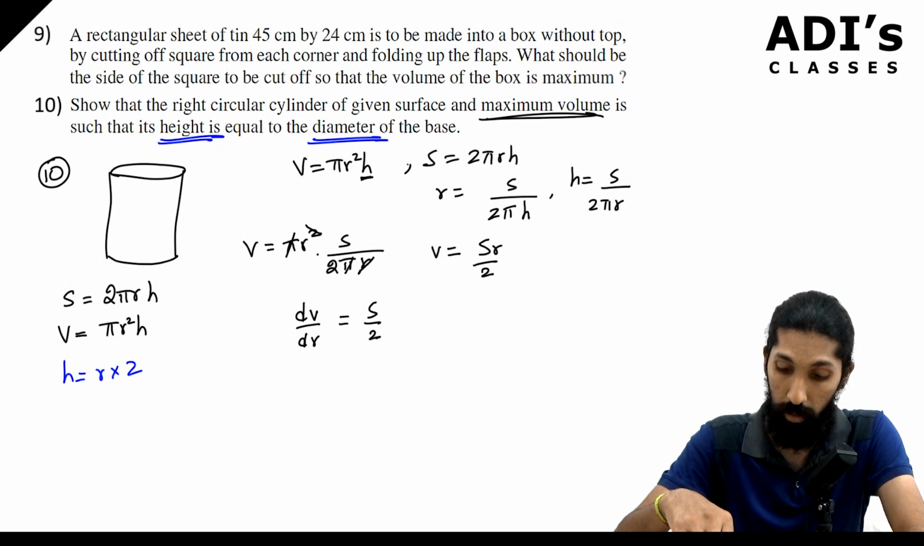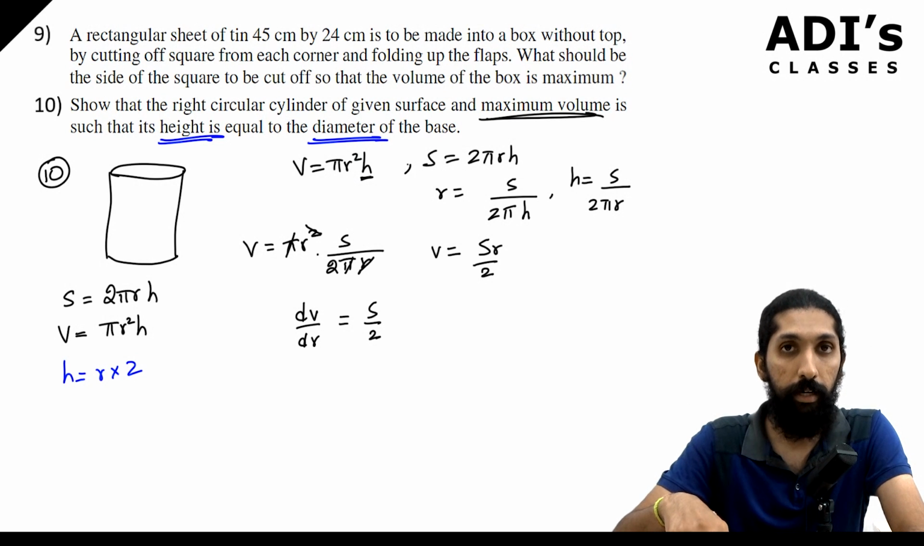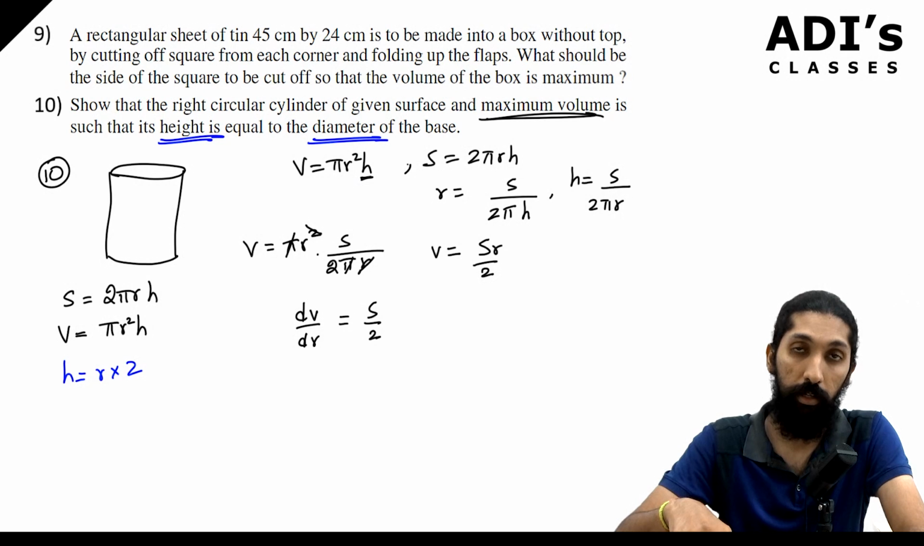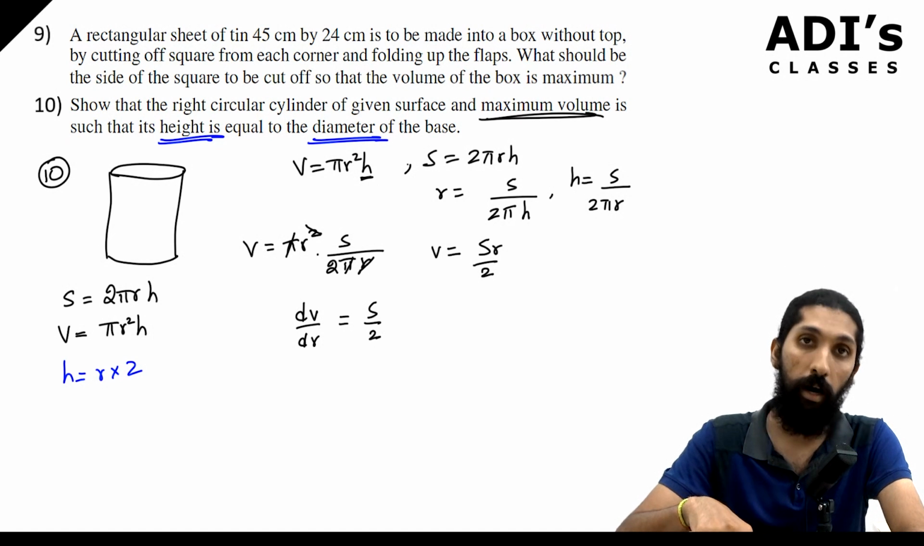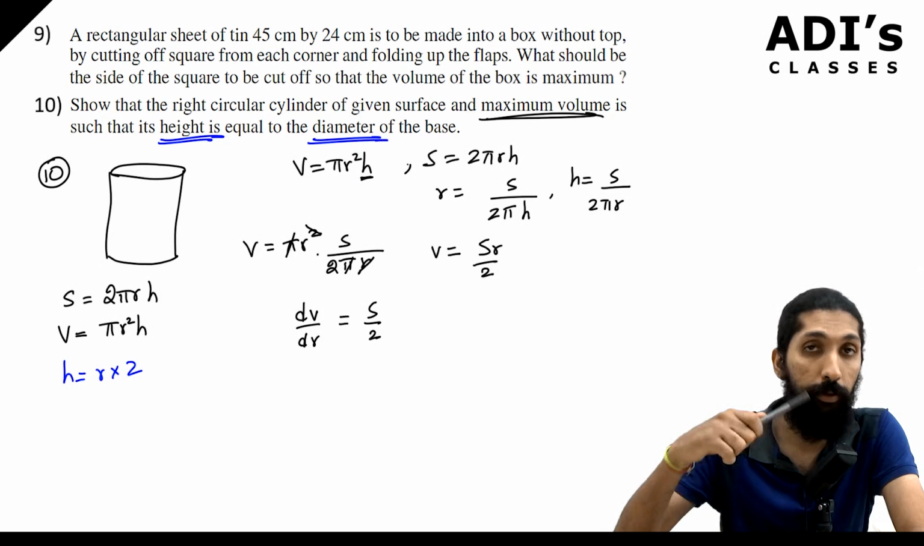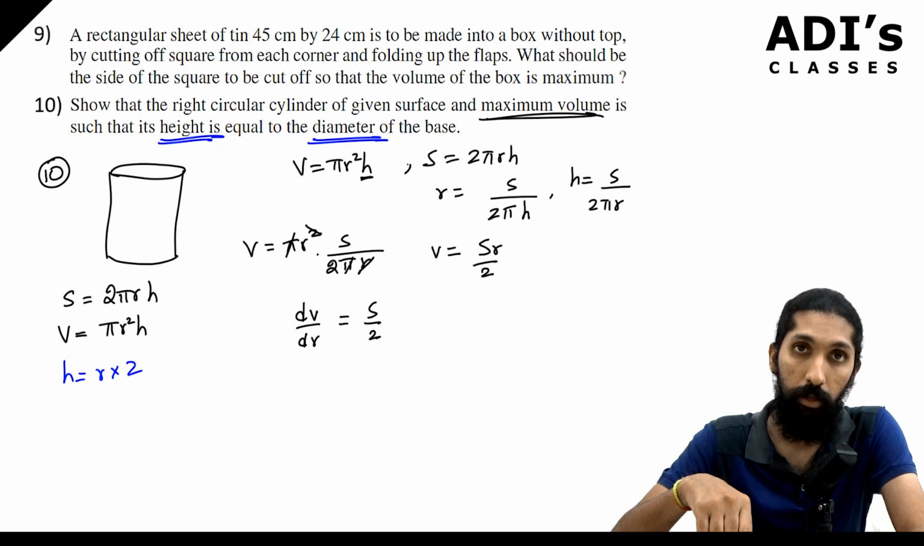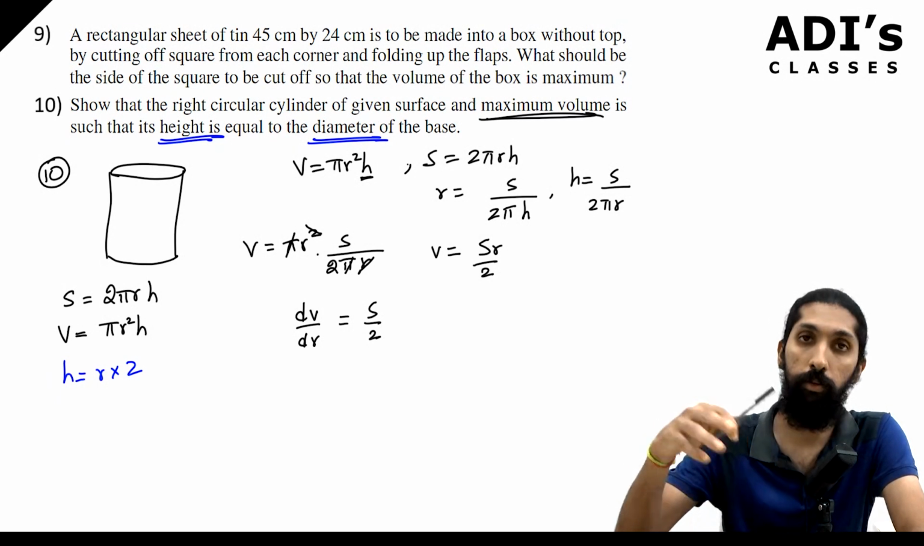Correct? Now you can take it in two ways. One of the ways is to substitute S as 2 pi r h. Then you will get it in terms of r and h, and you can further differentiate. Or there is another way, so we'll look into the other way.